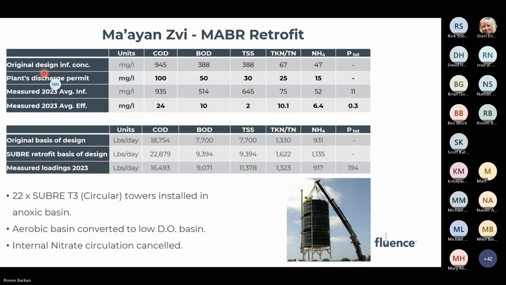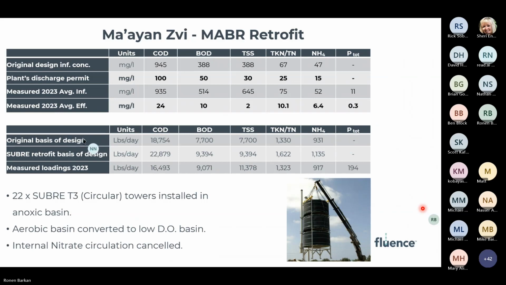In the first table, you can see the original design influent concentrations: COD, BOD, TSS, everything that was designed and put into the permit of this plant. In the second row, you can see the original discharge permit of this plant. The next row describes the measured influent coming into the plant in reality this year, 2023. After the retrofit, you can see the 2023 effluent concentration, and it's definitely below the design and discharge permit. And this is thanks to the MABR retrofit.